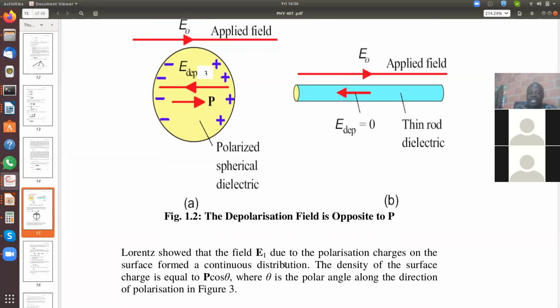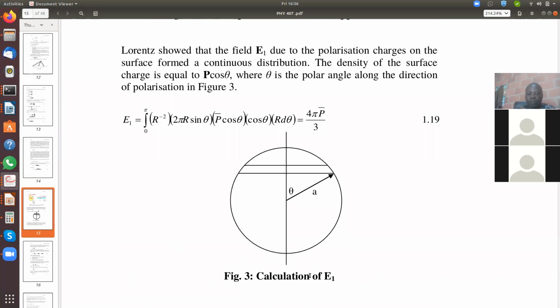So the density of the surface charge is equal to P cos theta, like we derived when we were looking at the triangle, where theta is the polar angle along the direction of polarization. If you look at this picture, this is a sphere. Then you have a distance from here to this place, and this is a. But if you consider redistribution of charge in this place, then you use the Lorentz transformation using this equation. You have something of this nature, which is 4 pi P over 3. This is more or less like the volume of a sphere.